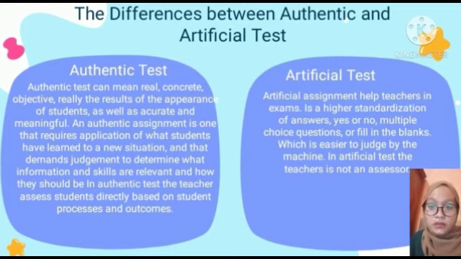While in artificial tests, artificial assignments help teachers in exams with a higher standardization of answers, such as yes or no, multiple choice questions, or fill in the blanks, which is easier to judge by machine. In artificial tests, the teacher is not an assessor.